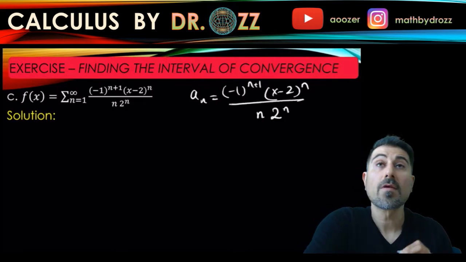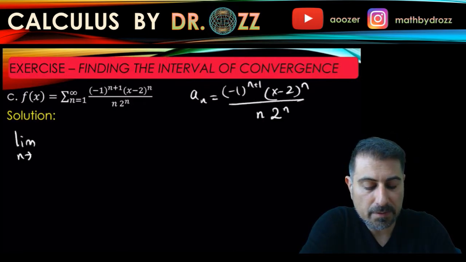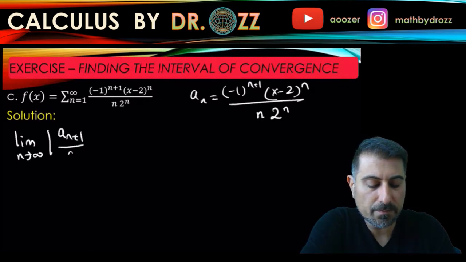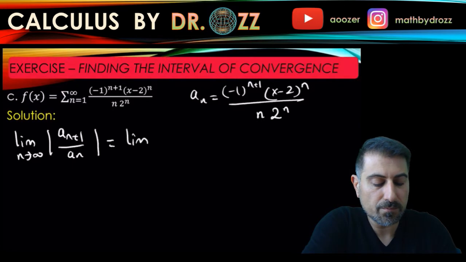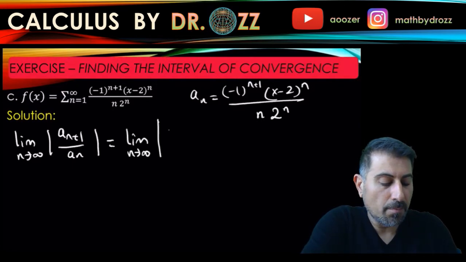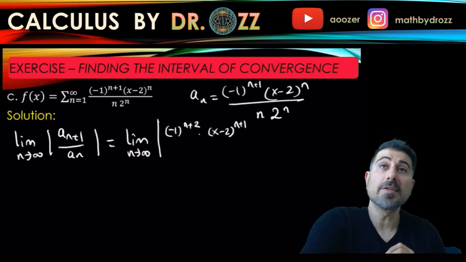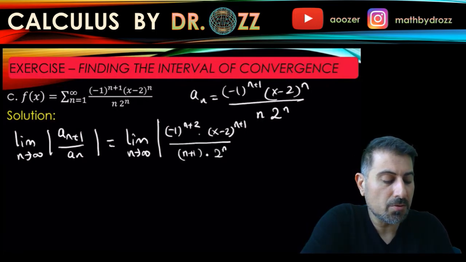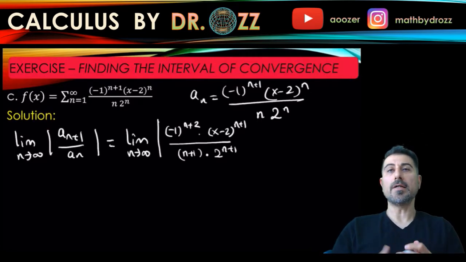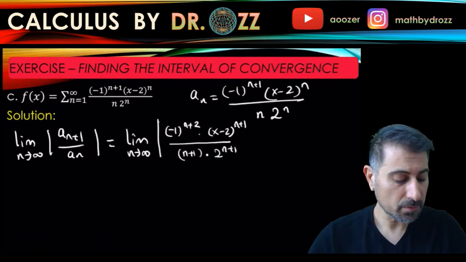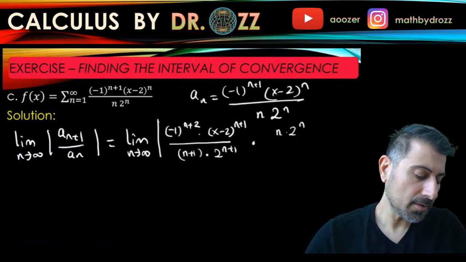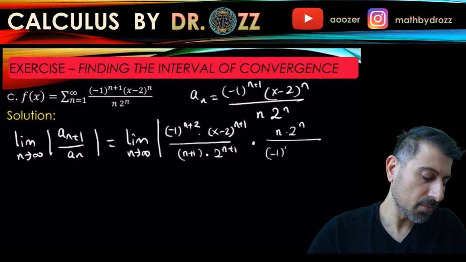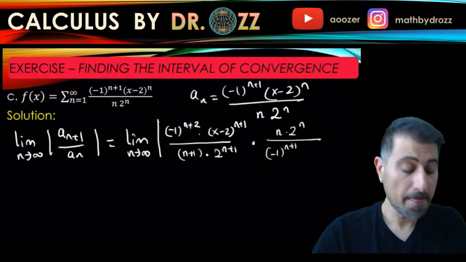Okay, so I'm going to look at the limit of the absolute value of the ratio a_(n+1) over a_n, right? Here we go. (-1)^(n+2) times (x-2)^(n+1) over (n+1) times 2^(n+1). I'm going to divide it by a_n, but a_n is obviously a fraction at the top, as you see. I'm going to flip that over. Okay, how about that? That's going to save a lot of space for us instead of rewriting this, right?